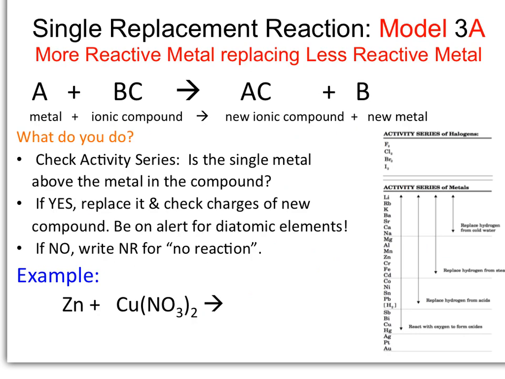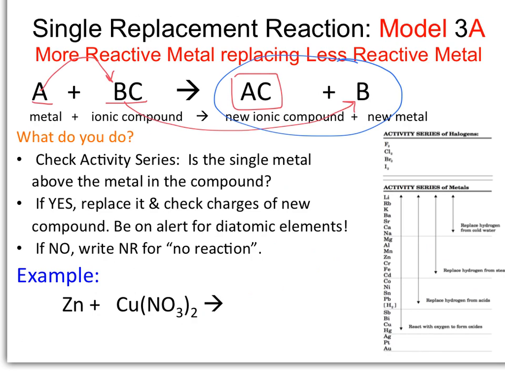Let's take a look at Model 3A of single replacement reactions, where a more reactive metal replaces a less reactive metal. You can see that the metal and the ionic compound are reactants, and since metals sit in the front, A is going to try to push out B. If the activity series says it can happen, then B will get pushed out, and A will form a new compound with C. So how do we predict those products? You're going to use your activity series chart to see if the single metal is more reactive than the metal in the compound. If it is, you're going to replace it and check the charges of the new compound.